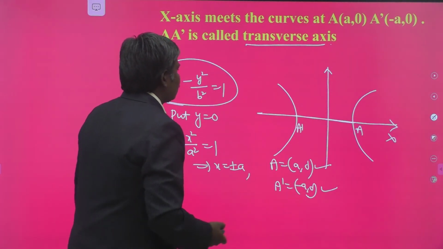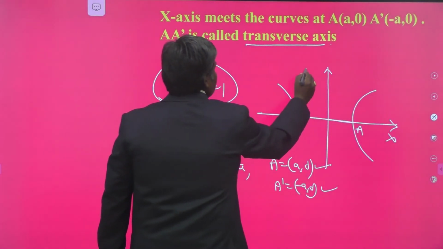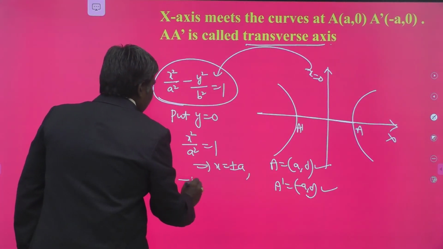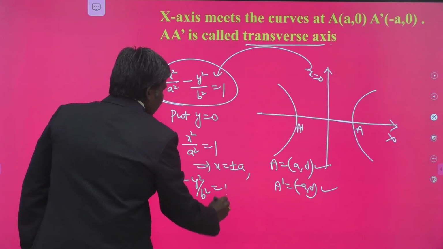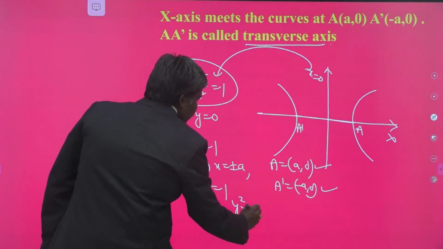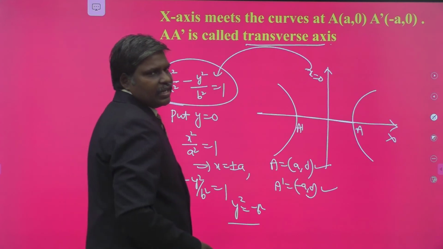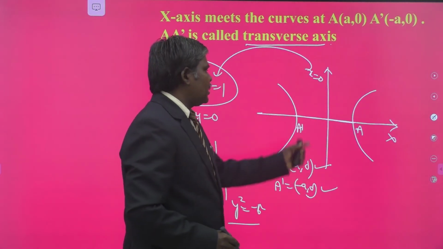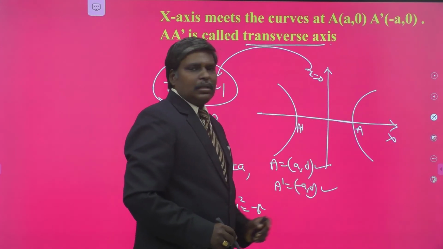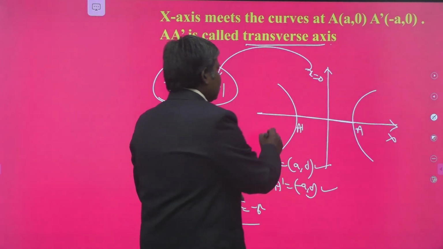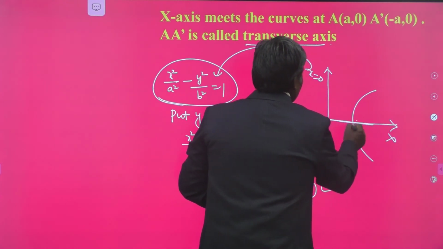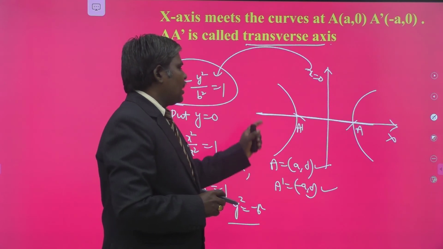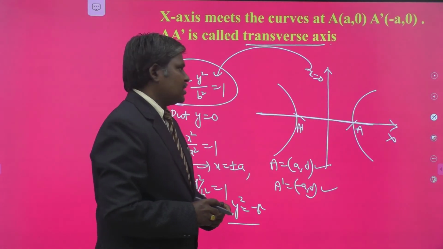Why does it never intersect the y-axis? What is the equation of the y-axis? x = 0. Put x = 0 here, what happens? -y²/b² = 1. So y² is what? -b². Immediately y is imaginary. Therefore, the y-axis never intersects your curve. That is why it is outside both the branches. So only the x-axis intersects your curve at two points, A and A dash. These are called the vertices of the hyperbola, and A dash is called the transverse axis.